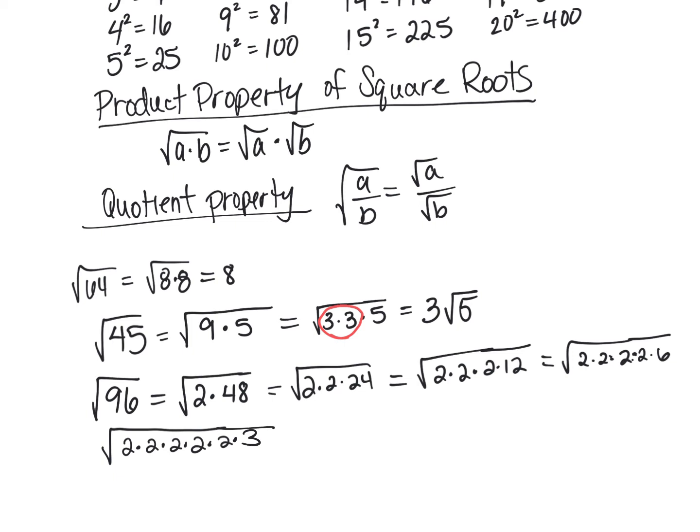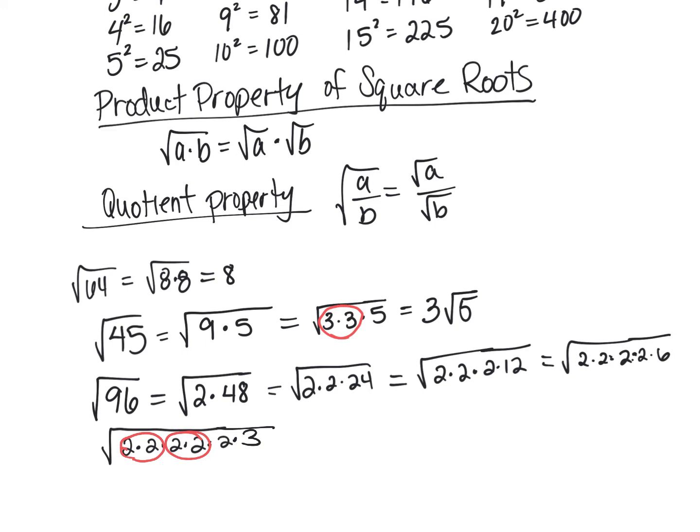No, we don't need to go back and multiply them back together. We need to find pairs of 2's to pull out of the square root, right? Pairs, the square root of a number times itself is that number. So how many pairs of 2's do I have? 1, 2 pairs of 2's.